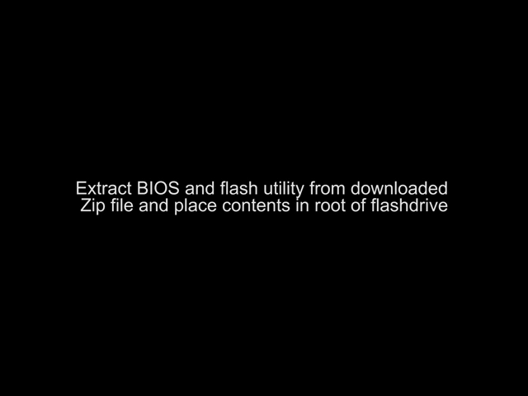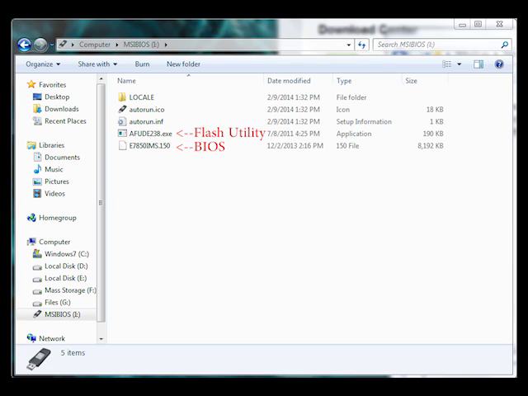Now double click the zip file that you downloaded from the MSI website. This will contain a folder with three files. Copy the flash utility and the BIOS to the root of your flash drive.